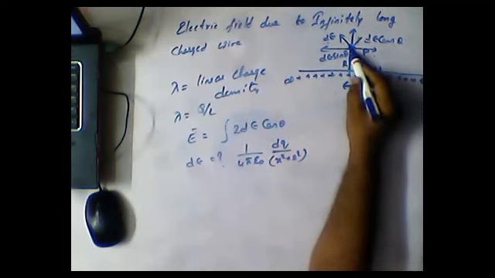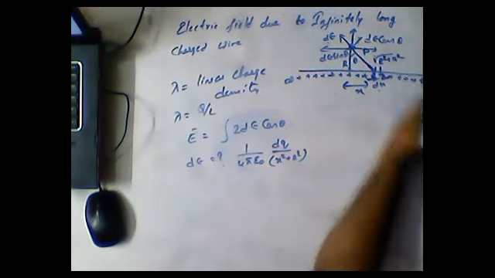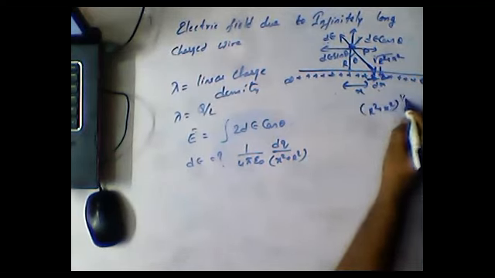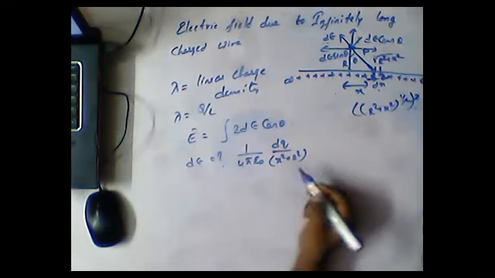Okay, so what is the effective distance? Hypotenuse. Hypotenuse formula is r square plus x square. So r square plus x square whole square 1 by 2 whole square. So this will get cancelled and ultimately our value is x square plus r square.